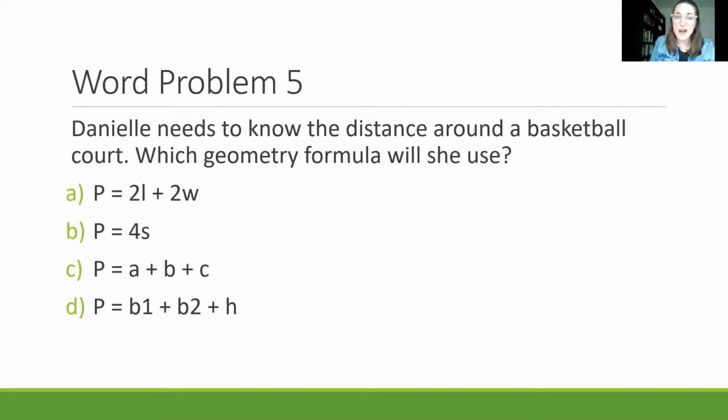For word problem 5, it says Danielle needs to know the distance around a basketball court. Which geometry formula will she use? Now we have some formulas listed here, and anytime I see the word formula or see anything to do with geometry, it's a good idea to look at the formula sheet that's provided on the GED, HiSET, or TASC tests. Today we're going to look at part of the formula sheet as it's provided on the HiSET test, but just know that the 3 tests have a lot of similar information on their sheets.